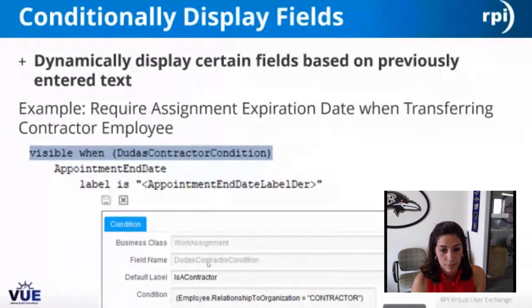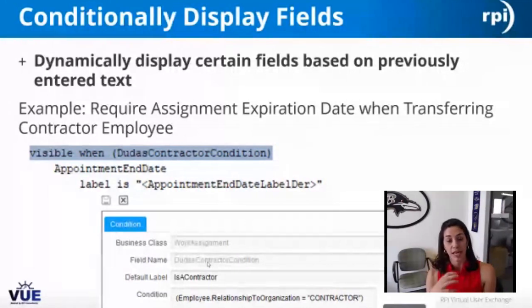Me again. So now we're going to talk about conditionally displaying fields. You can conditionally display fields based on information that already exists in the system, or information that you're typing into that form in real time. So if you type in a value and you want that value to cause other fields to display, you can do that as well. In our example here, what we're doing is basing the assignment end date off of whether an employee or a resource is a contractor or not.